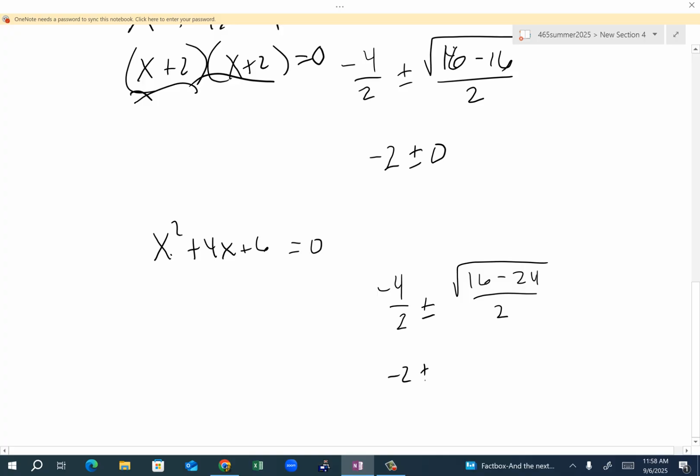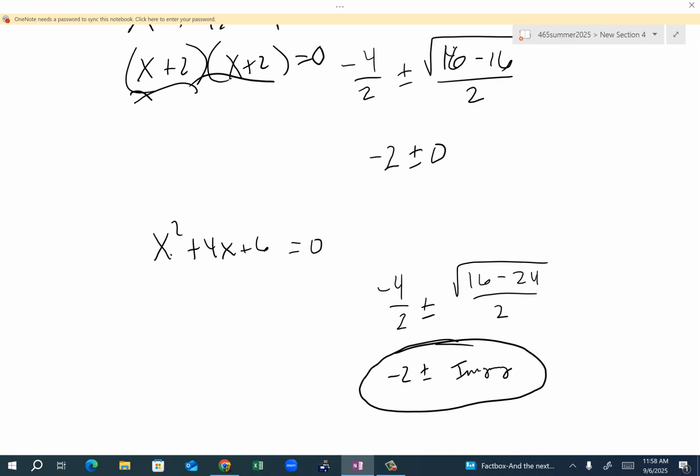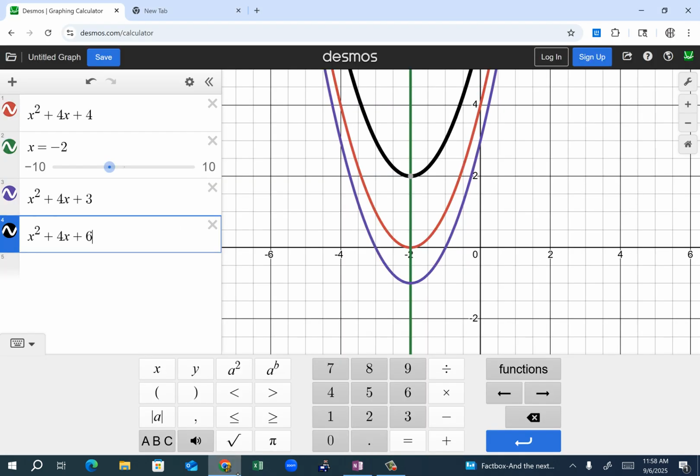Negative 2 plus or minus an imaginary number. Well, wait, so you say I have to go over an imaginary distance to find the zero? That's what I'm trying to tell you. And this is where the zeros are? What does that mean? They're in Never Land. They don't exist. And that is why the black one does not cross the x-axis.